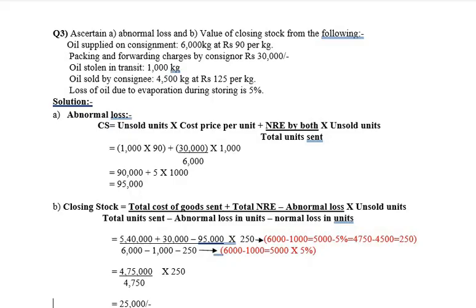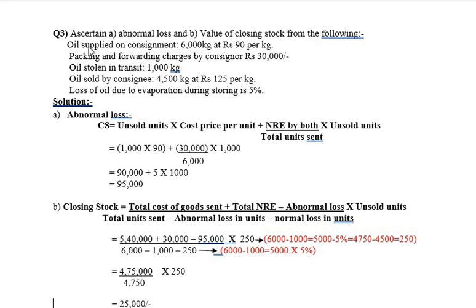So let's put this in the formula. Okay, the whole formula will be repeated: total cost of goods sent plus non-recurring expenses by both and so on. All right, now let's simplify the formula. Total cost of goods sent.